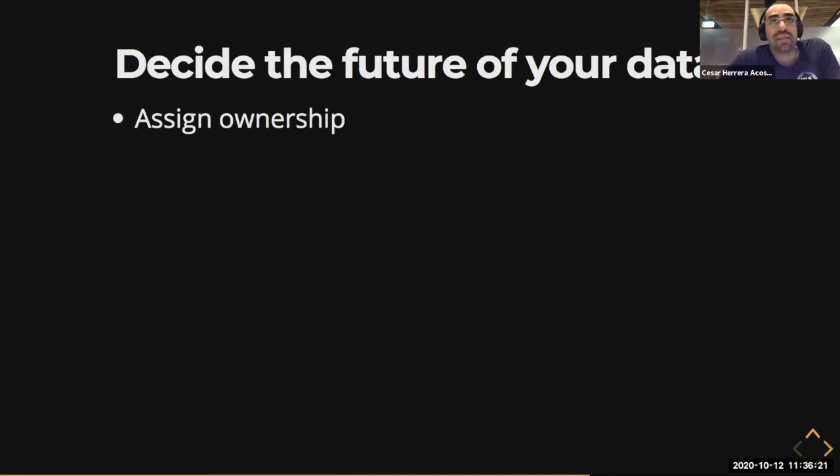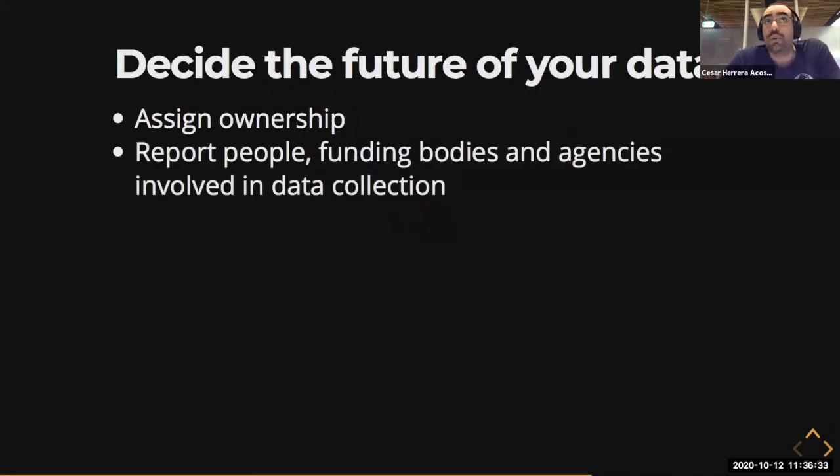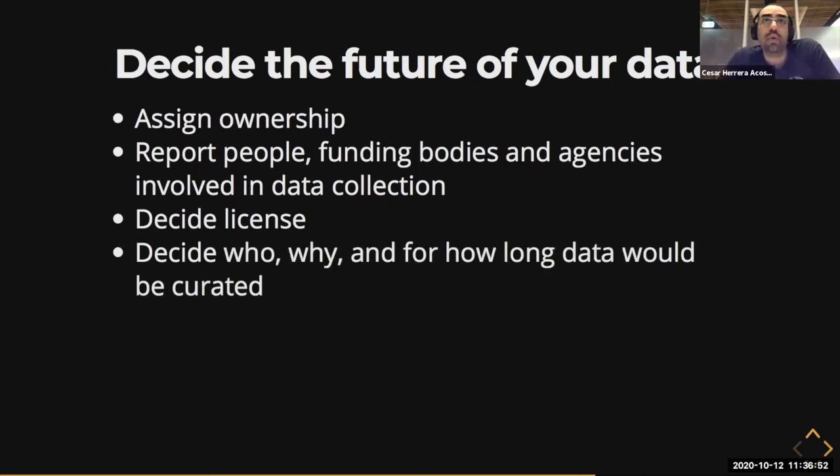So one of the first things that you should do is assign ownership. Is this data going to belong to you only, or to your collaborators and advisors? Also, which people and funding bodies were involved in collecting the data? And of course, this will make you reflect on the ethical and moral obligations you have of preserving data into the future. Decide about the data license. You can impose a private license or an open license. And decide who, why, and for how long the data will be curated.